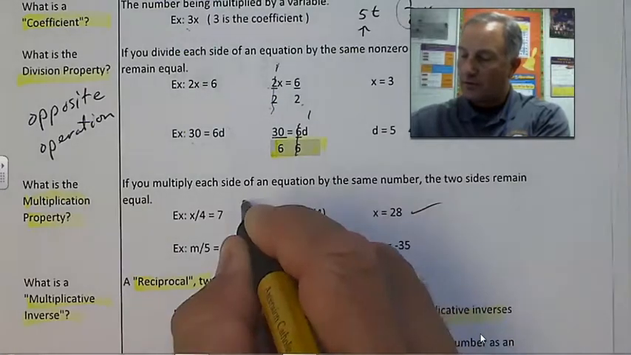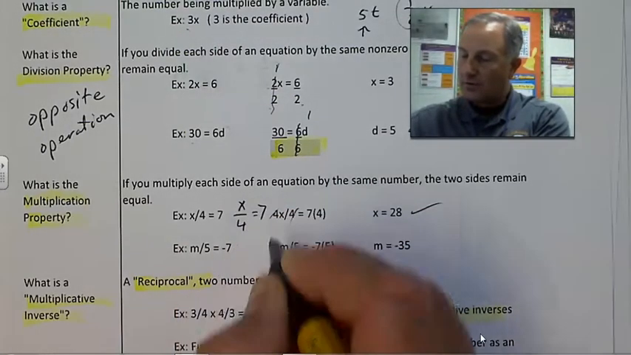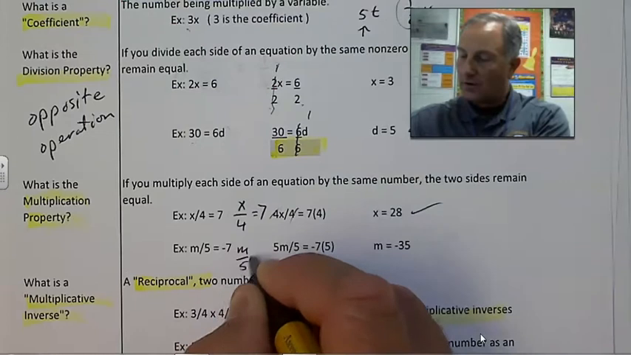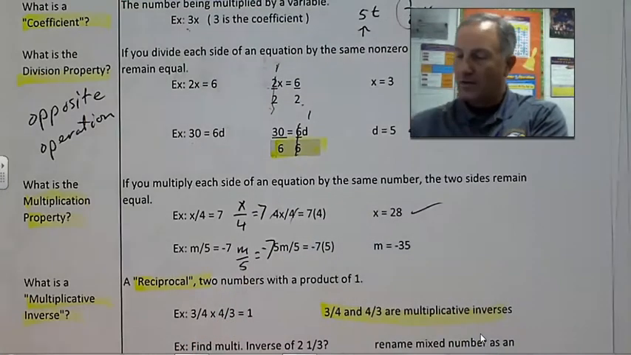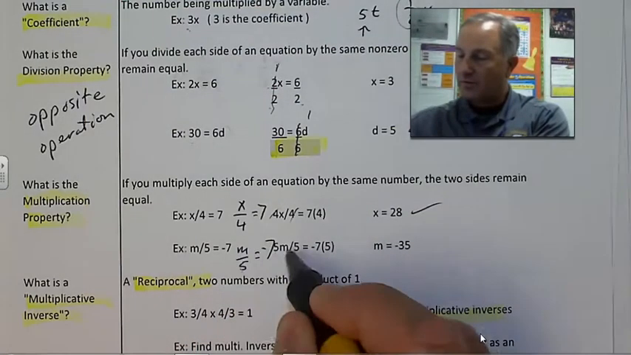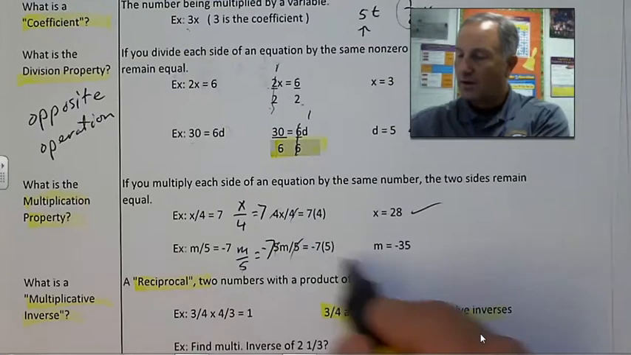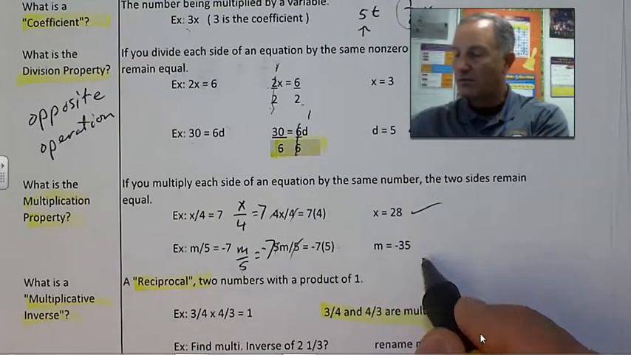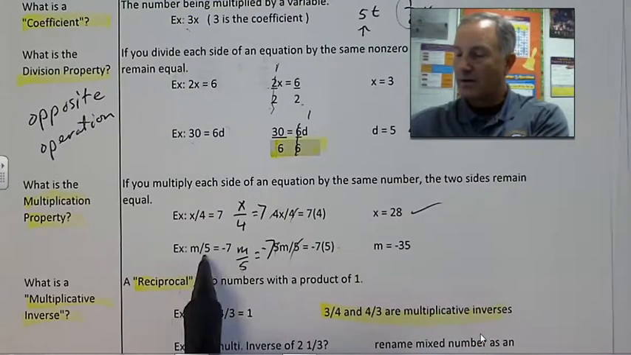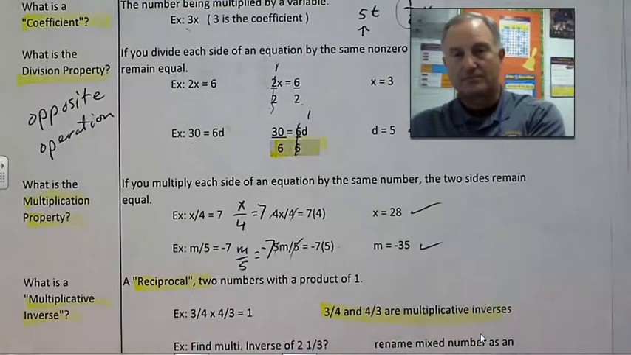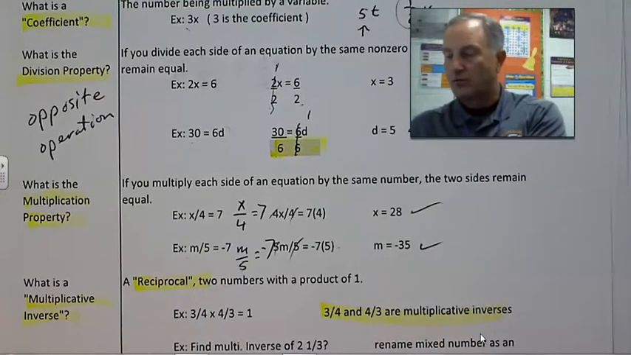Okay, negative m over 5 equals negative 7. If this helps you, I couldn't write it like that with my pen. So if you're going to multiply both sides by 5, boom, boom, they cancel out. And negative 7 times 5 is negative 35. Negative 35 divided by positive 5 is negative 7. It checks. We'll look at some more examples of these.